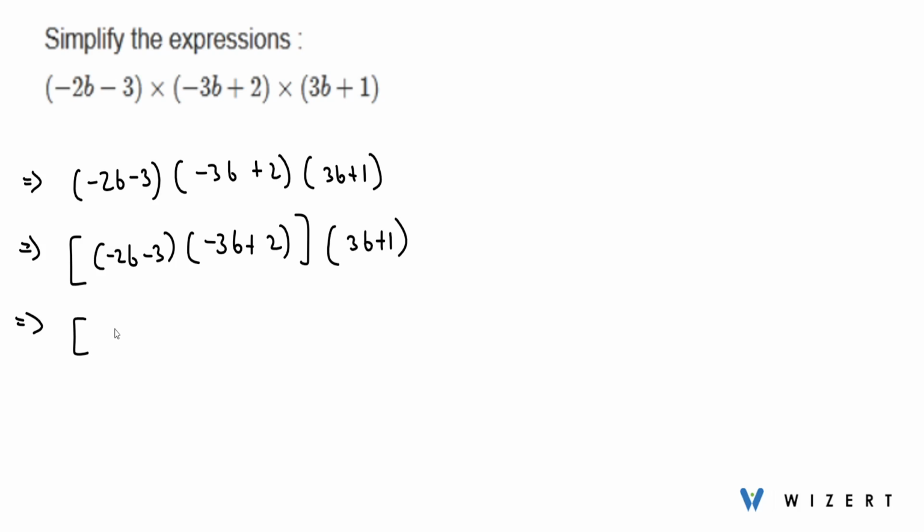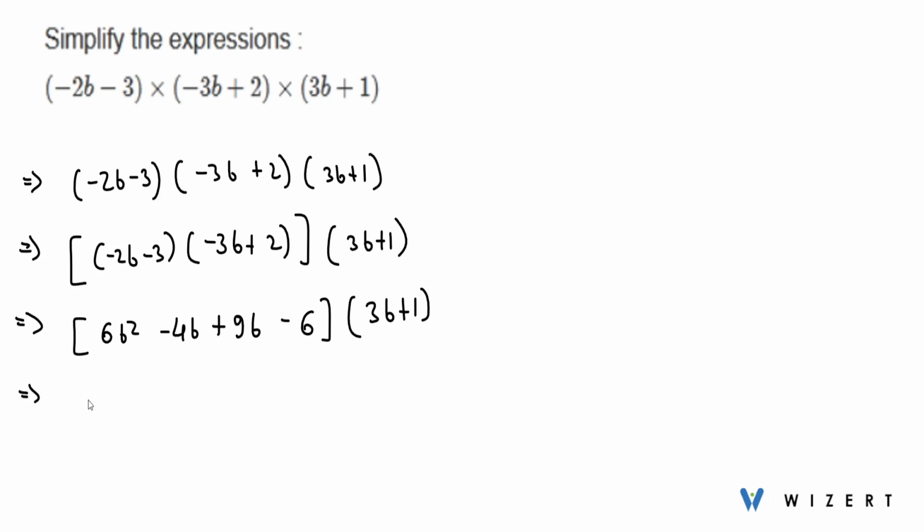So minus of 2b multiplied by minus of 3b will give us 6b square. Then minus of 2b multiplied by 2 will become minus of 4b. Minus of 3 multiplied by minus of 3b will become 9b. And minus of 3 multiplied by 2 will become minus of 6. And after that we have 3b plus 1.